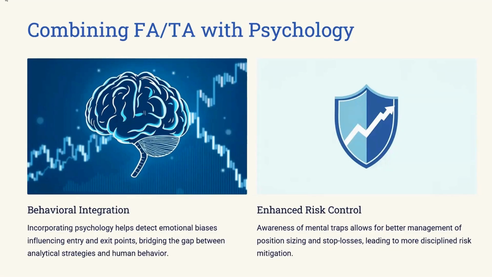Second is enhanced risk control. Fundamental analysis is informed by evidence. A strong company might be temporarily undervalued due to market fear or lack of attention. Behavioral insight can help investors see the potential to accumulate. Conversely, a fundamentally weak company might be overvalued due to irrational exuberance and heavy buying in a bubble.